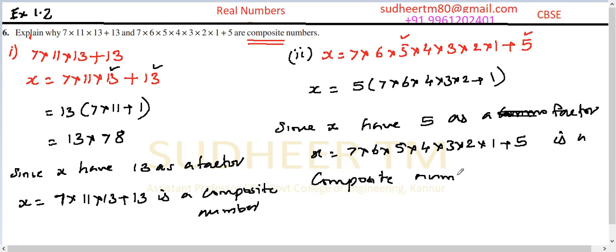That means for a number to be composite, there should be a factor other than 1 and itself. If a number has only itself and 1 as factors, then it will be a prime number. So in both cases here, 13 is a factor other than the number and 1, and 5 is a factor other than 1 and the number. So they are composite.